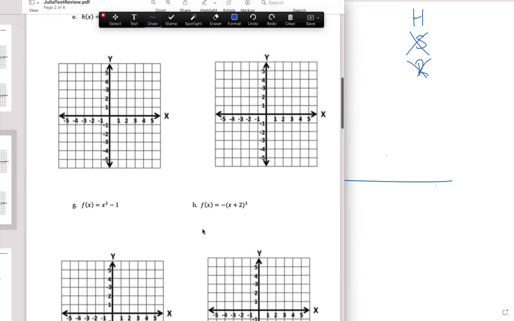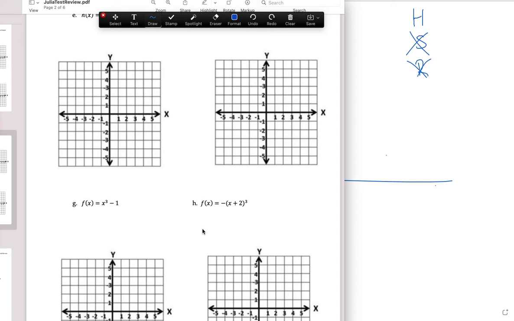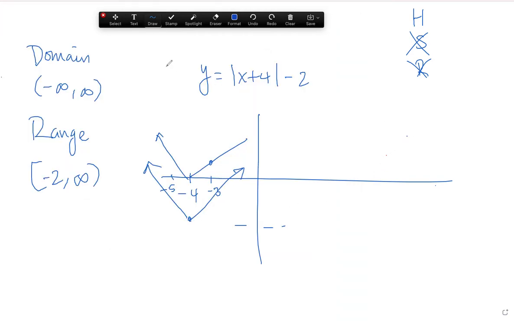Okay, cool. And look at G real quick. What does G say? F of x equals x cubed minus 2. That's right. Now, look here.